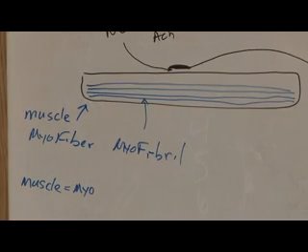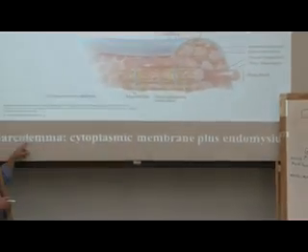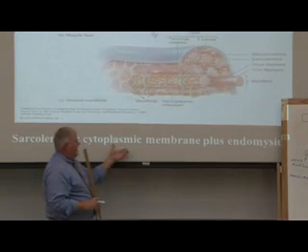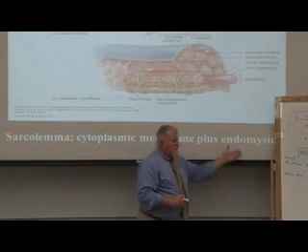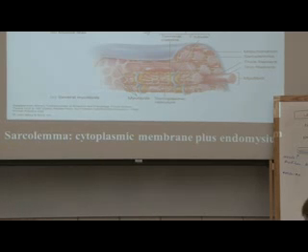Okay. And then as I indicated, the word sarco is unique to muscle, as in sarcolemma. So it's really the cytoplasmic membrane plus its overlying material that's above.